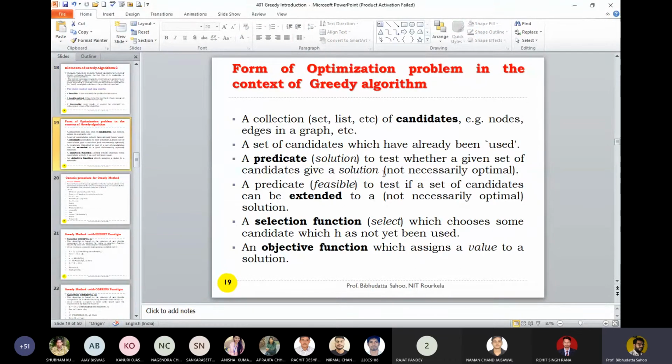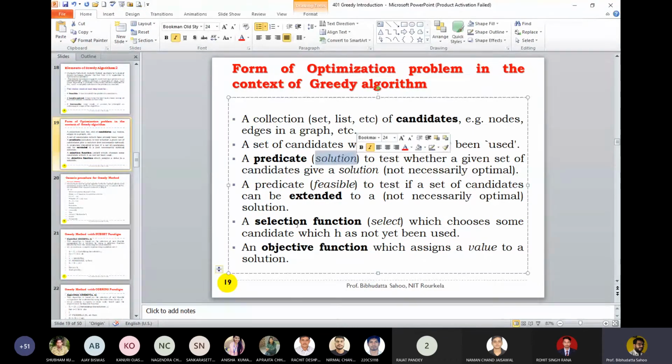So here we have 3 functions. We use a predicate called solution. We use a predicate called feasible. We use a selection function called select, and then an objective function which assigns a value. That's why I say the objective function must be written. Suppose for the 0-1 knapsack problem, you want to maximize the profit; that profit will be the value. When it comes to the selection function, whether you are selecting that item or not, we model it as xi, where xi will be either 0 or 1.